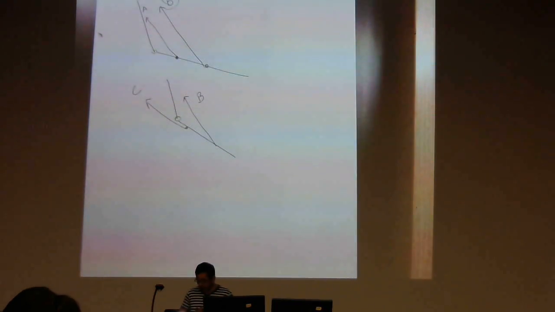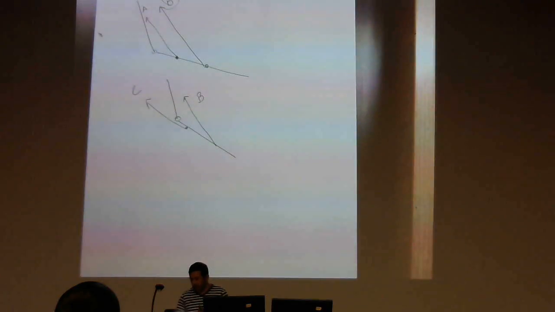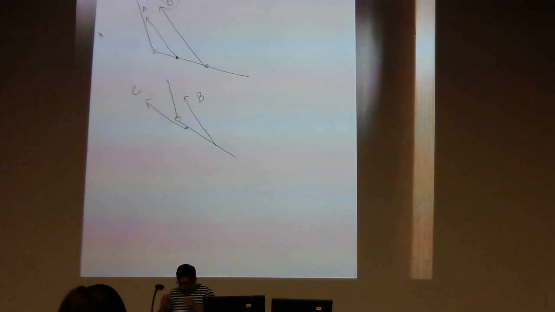Which of them, if they are activated at the same level, would dominate? B, simply because it has a greater moment arm. Yeah? Now let's have another situation.